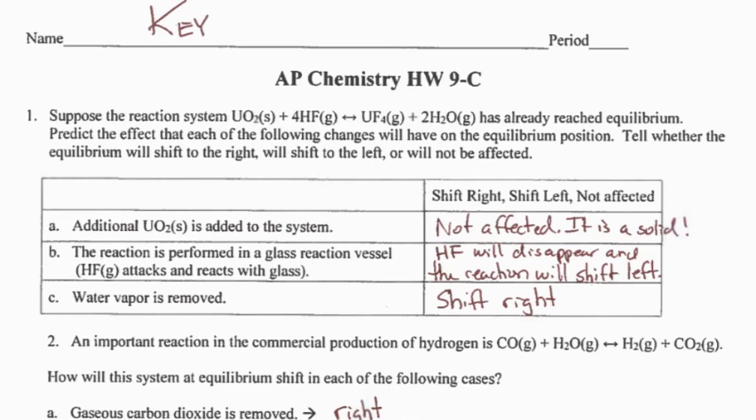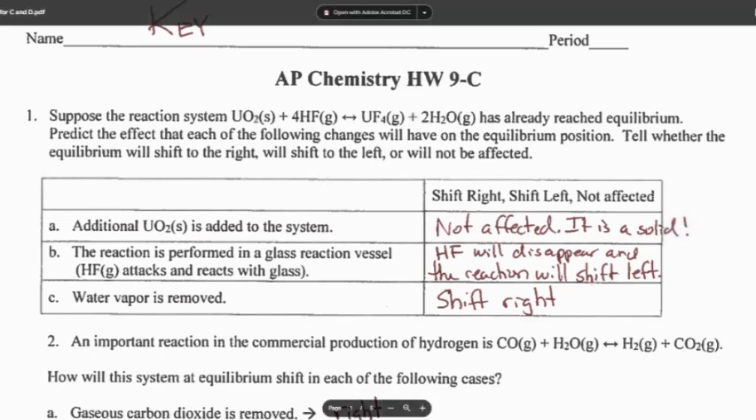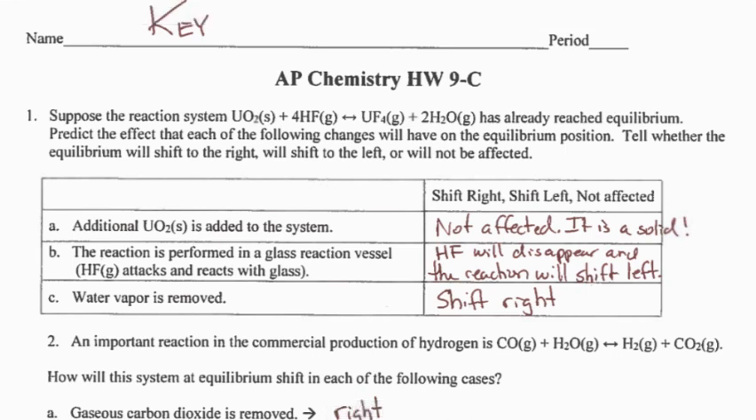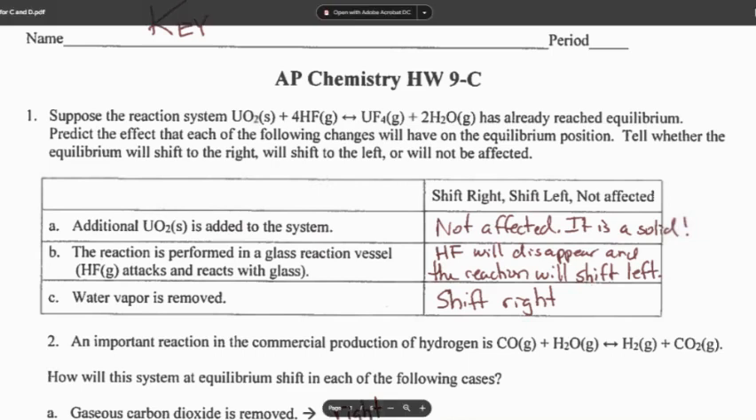So in 1a, I will finish reading that sentence. We spent a lot of time on the reaction. That was the reaction. And then after the water, it says that the reaction has already reached equilibrium. So it's already at equilibrium. We already have products over reactants. It's in balance. Predict the effect that each of the following changes will have on the equilibrium. So somebody's going to change something. How is that going to be impacting things? Tell whether the equilibrium will shift to the right or left or not be affected.